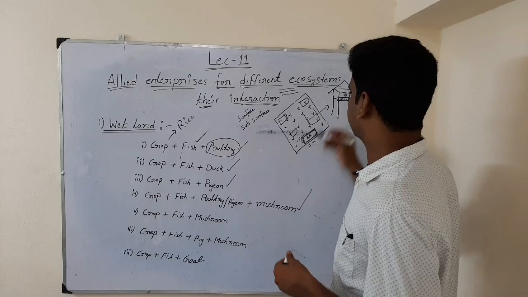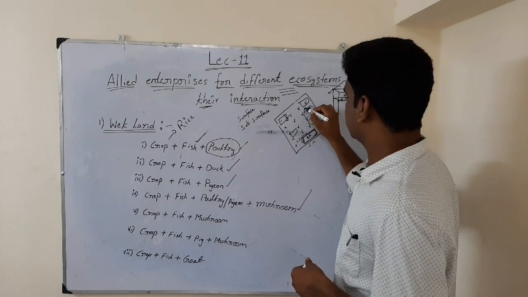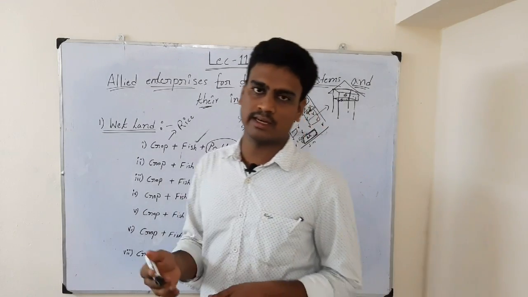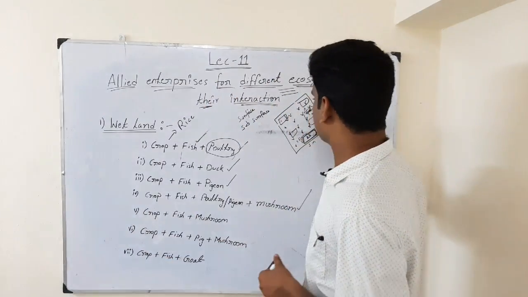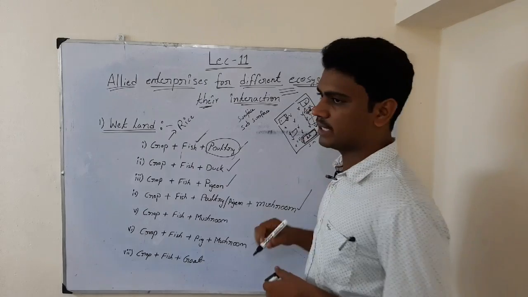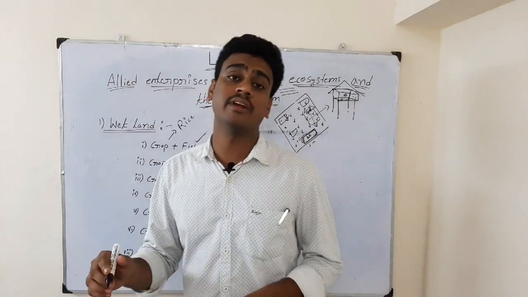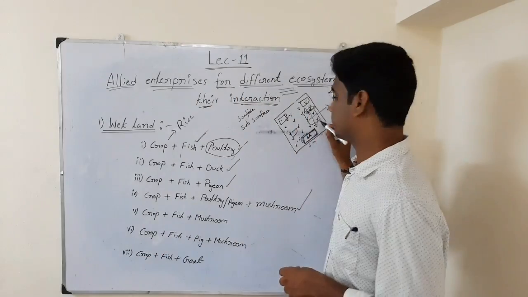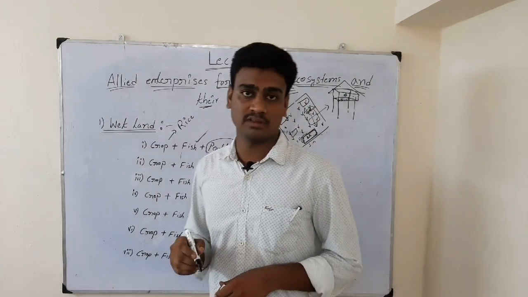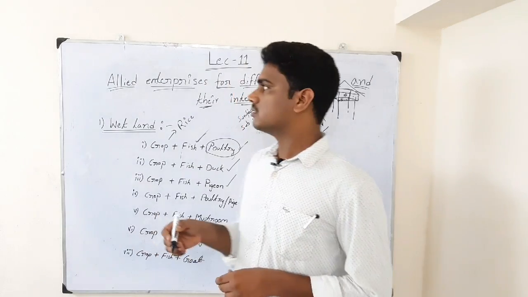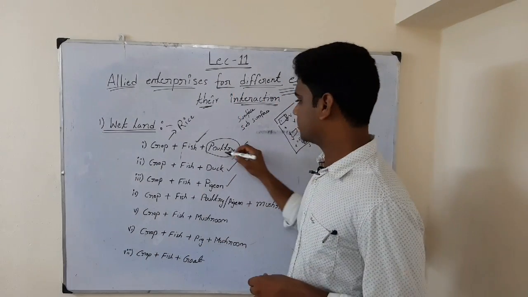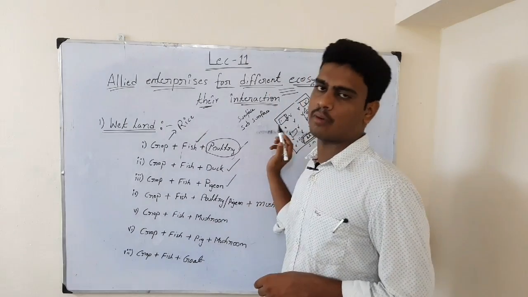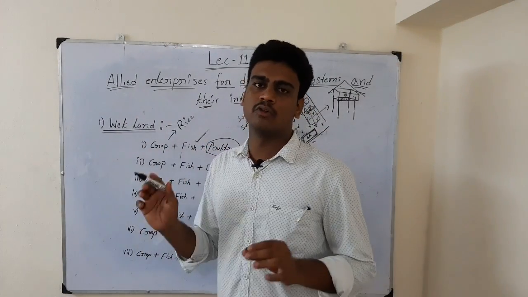Not only that, when we are keeping this house in the field, whenever chicks excrete droppings, those droppings will fall into the field. So fishes will feed on those chicks' droppings. So for the fishes, good food will be provided from the droppings of chicks or hen. So that is one of the advantages for the fishes from poultry.